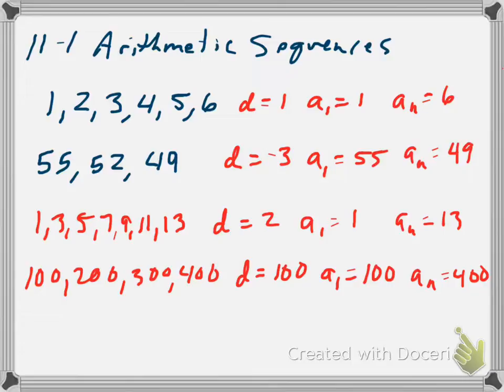Okay. The last variable that we're going to learn about today is n. And n simply refers to the number of terms. So how many numbers are in your sequence is basically what it's asking. So in the first one, there are 6 terms in the sequence. In the second one, there are 3. In the third one, there are 7. And in the fourth one, there are 4.